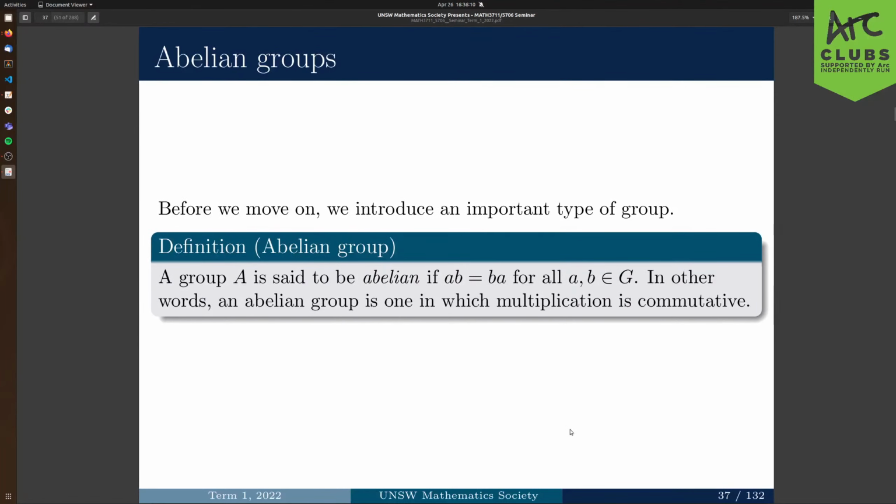Cool. Before I move on to homomorphisms, I'm going to quickly say this thing about abelian groups. These will be covered more in Bruce's section, but I figure I'd mention them now. An abelian group is one where the multiplication is commutative, right? So AB equals BA for all A, B in G.